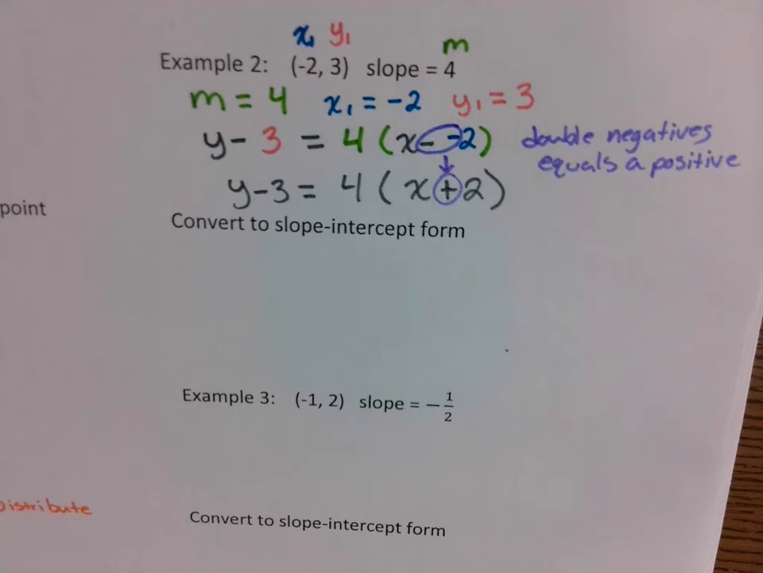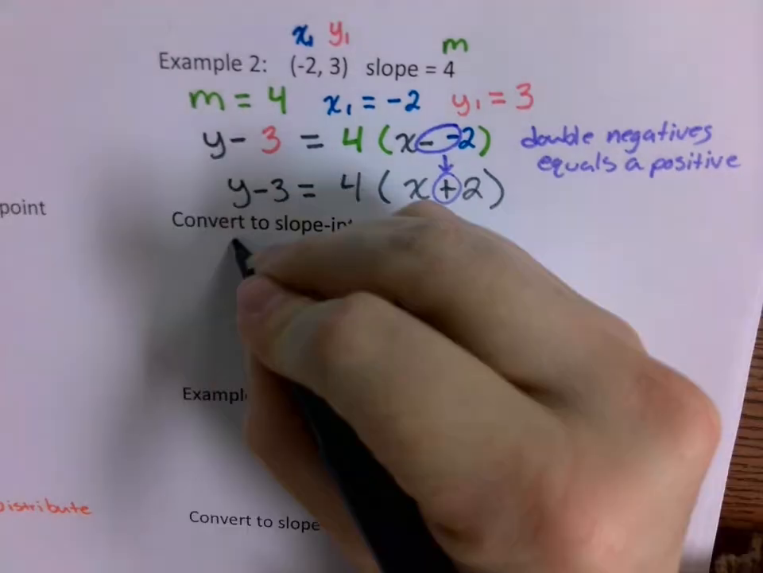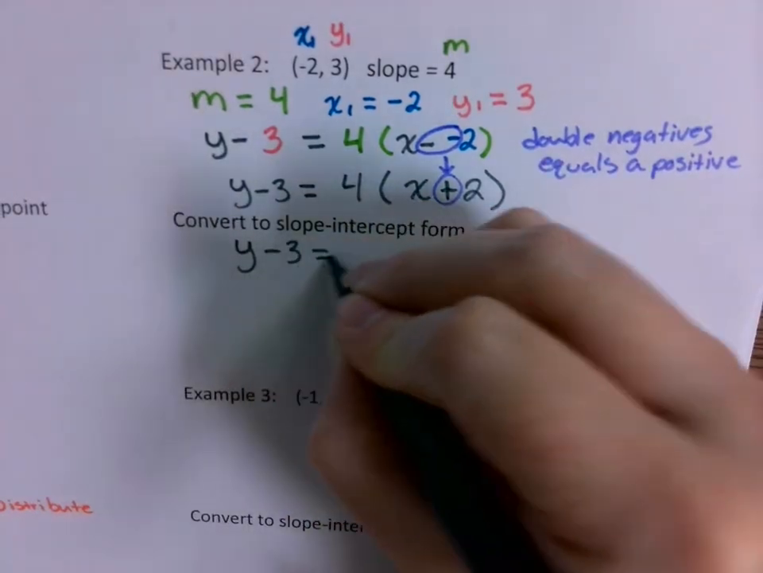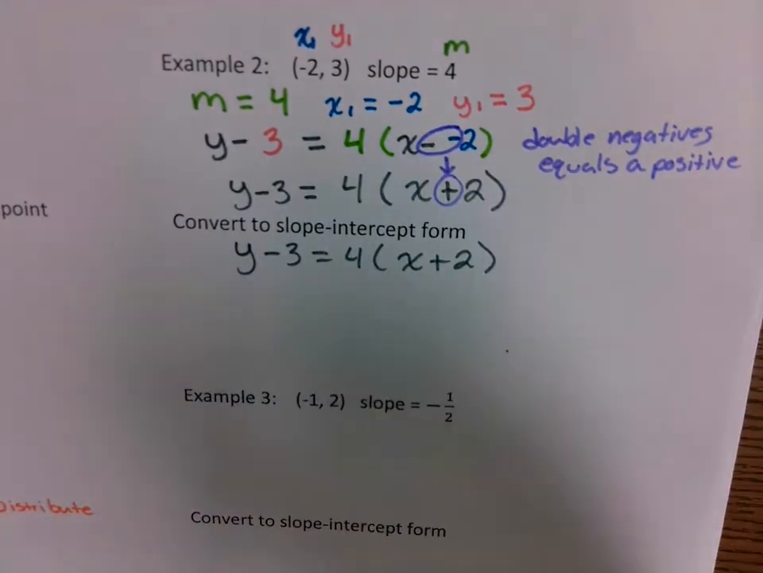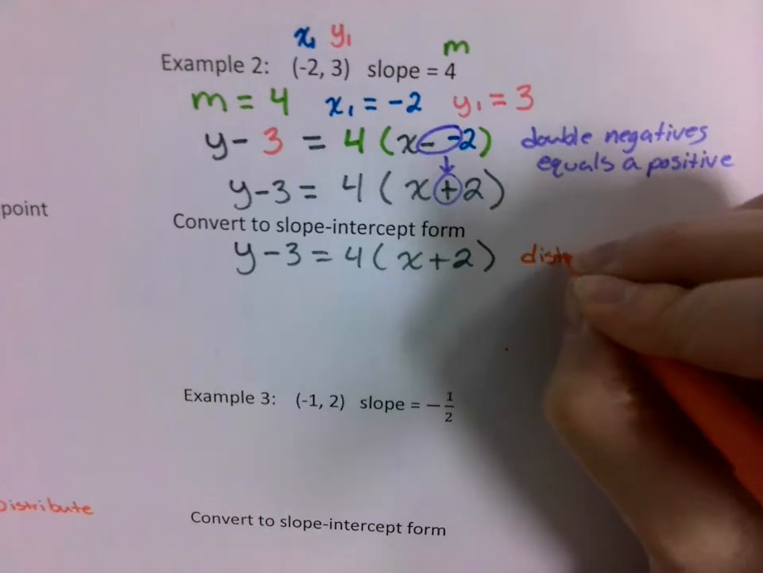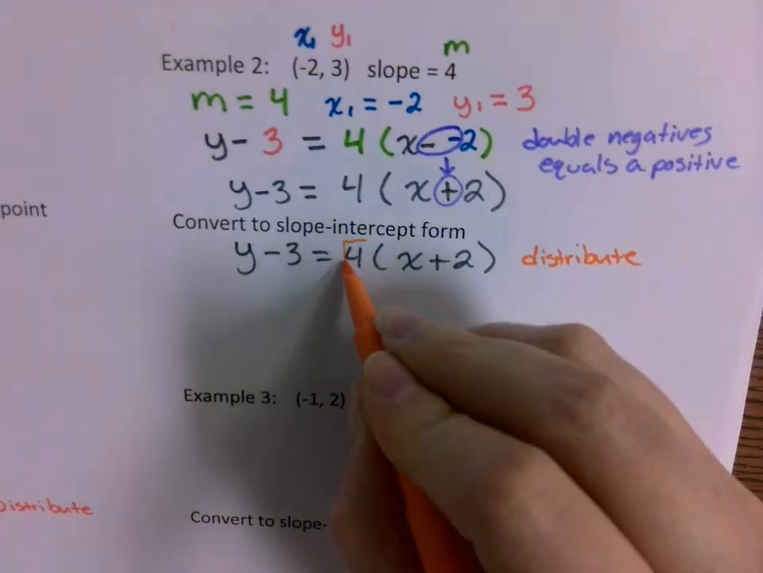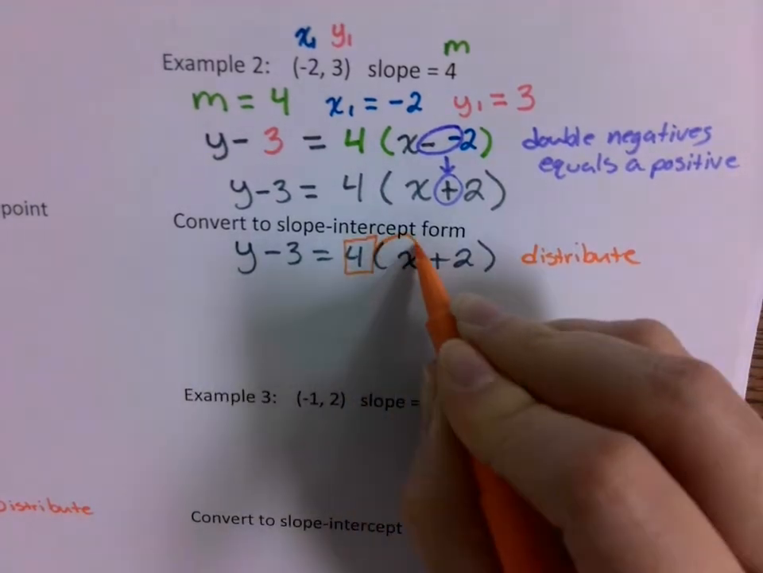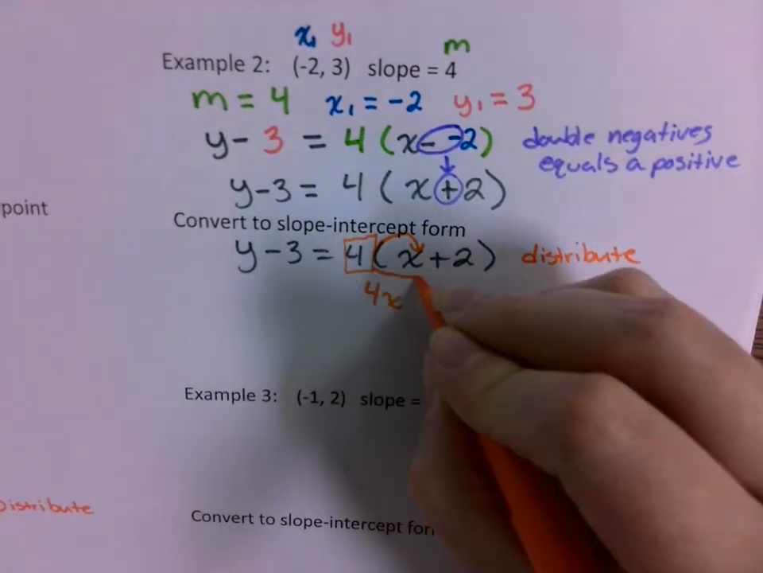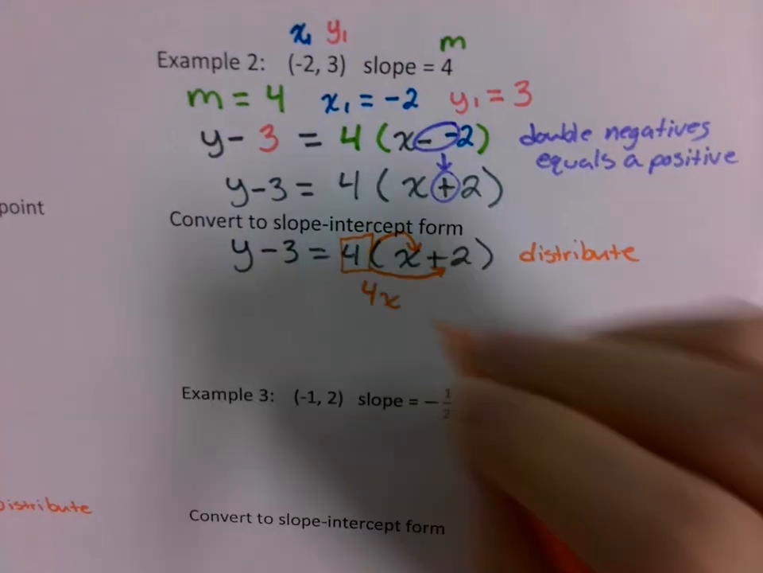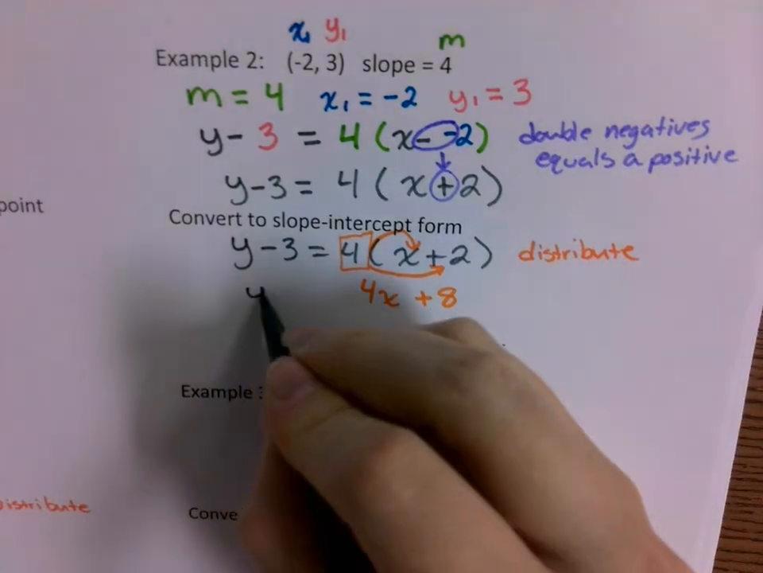All right, now we're going to go ahead and do the conversion. We're going to convert it into slope-intercept form. So we have y minus 3 is equal to 4 times the quantity of x plus 2. The first thing that we need to make sure we do is distribute. That means we're going to take the 4 that is on the outside and we're going to multiply it by x. What is 4 times x? 4x. And then we're going to do the 4 and multiply it by a positive 2. What's 4 times 2? 8. Positive 8. So we now have y minus 3 is equal to 4x plus 8.